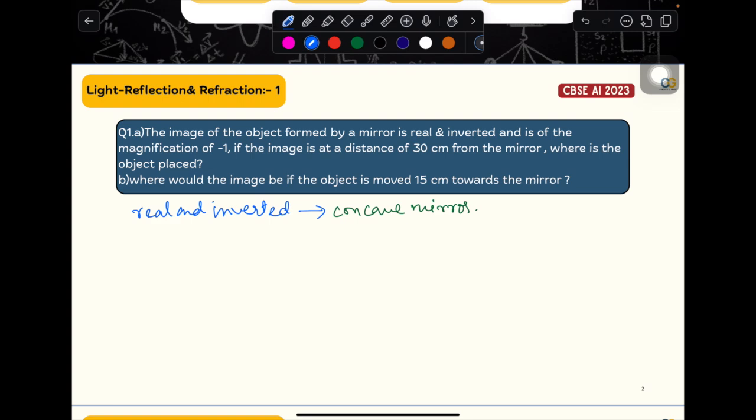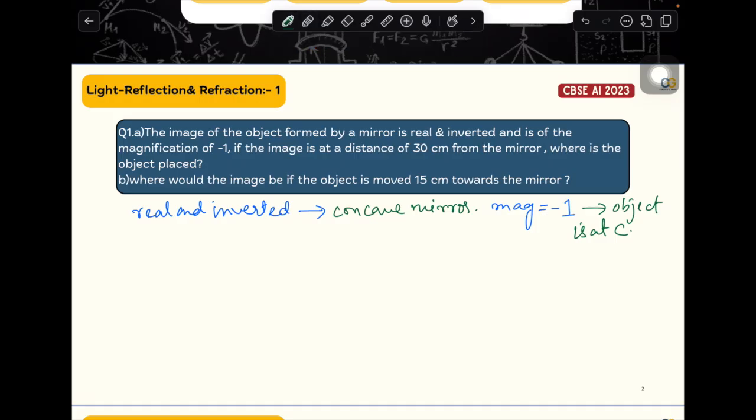The second information we have is that magnification is -1. Magnification is -1 means that it is real and inverted, that's why it is minus. The 1 means that it is the same size as that of the object. So when is it that in a concave mirror the object and image are of the same size? When the object is at C, right? So with this we conclude that the object is at C.